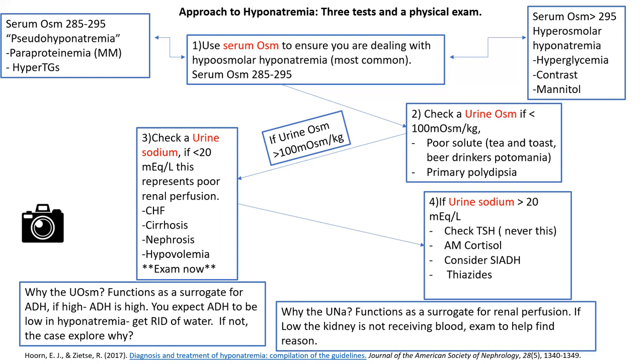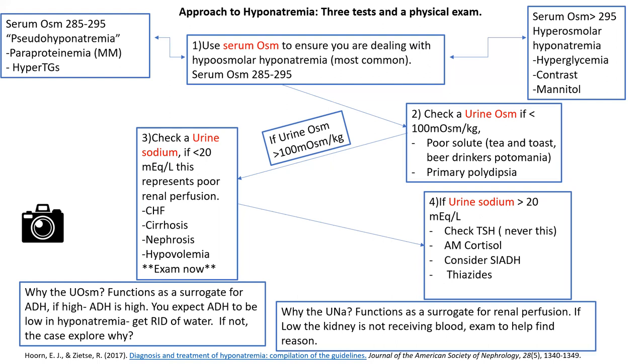Kyle, you're nodding yes. What are you thinking? So that's a surrogate for renal perfusion. So it's saying, yeah, crank up ADH. We don't have enough blood, so keep the water in. So if the urine sodium is high, we have good renal perfusion. If the urine sodium is low, we've got bad renal perfusion. That's the key, right?